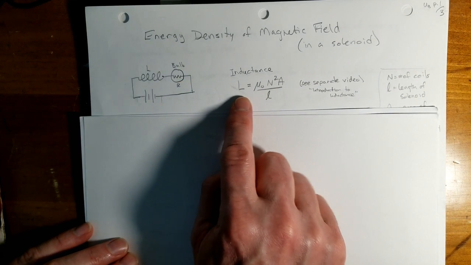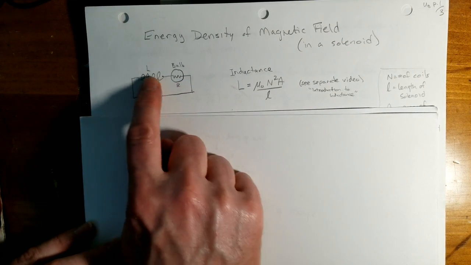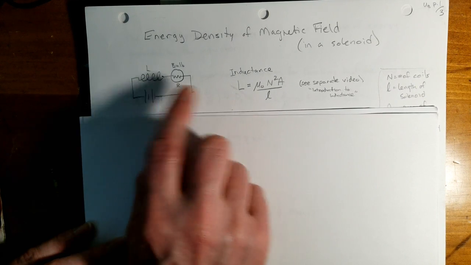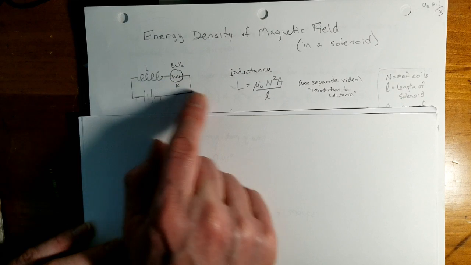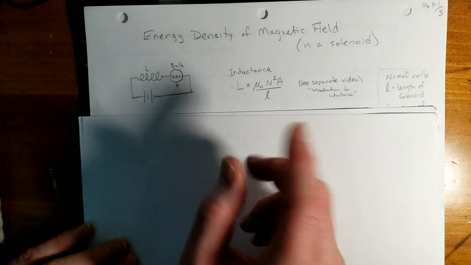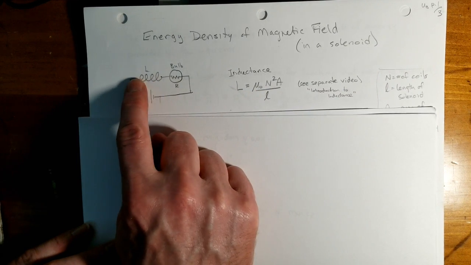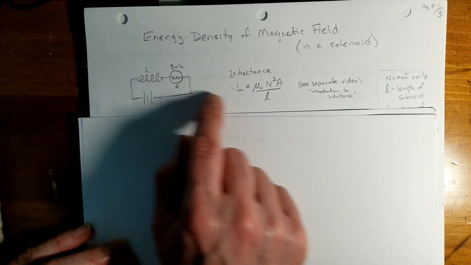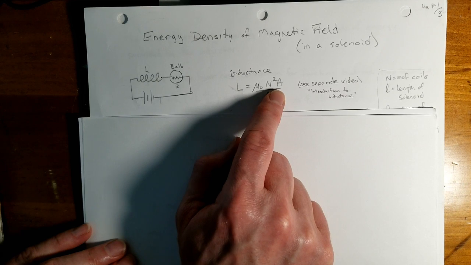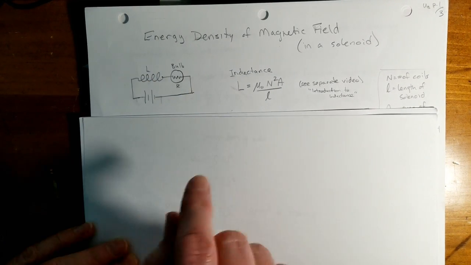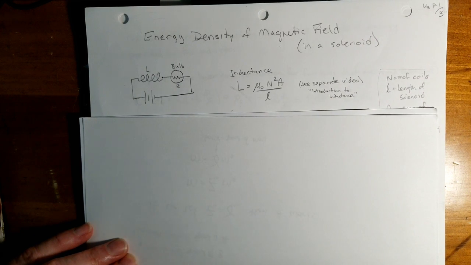And the formula for inductance is based upon the physical configuration of the coils we have right here. So this lowercase l here is the length of the coils from end to end. Mu naught is the permeability of free space. I'm assuming it's basically nothing inside there. Capital N is the number of coils, and A is the cross-sectional area. And there's another video, Introduction to Inductance, where I derive this.